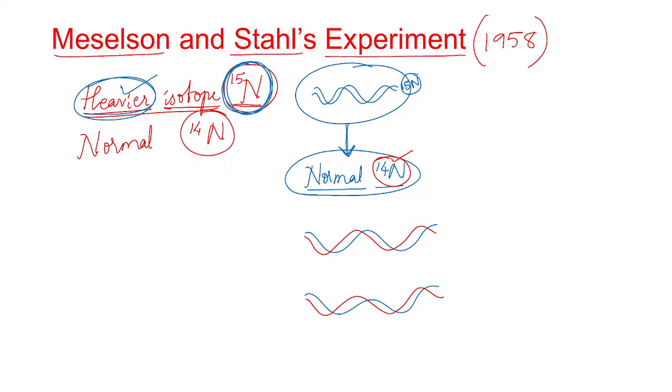Later on what they have done? They have further grown it for the next generation. Actually they have taken E. coli bacteria for their experiment, and when the E. coli bacteria were grown in the medium containing higher isotope of what? Heavier isotope of nitrogen, okay. All the E. coli bacteria have got heavier isotope in their DNA, so the DNA became heavier.